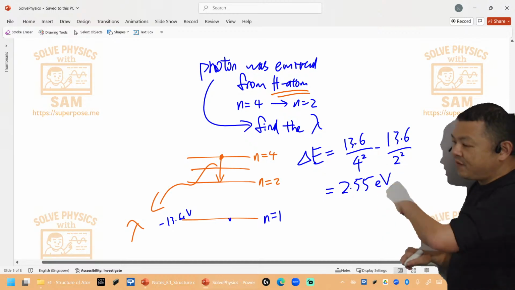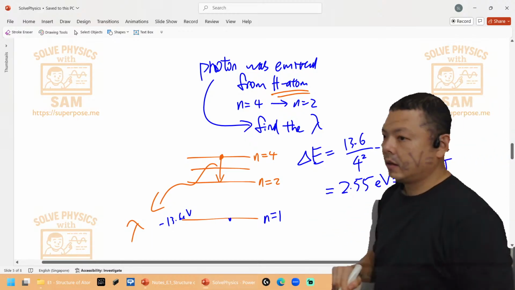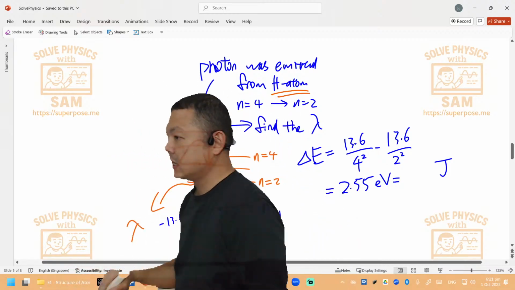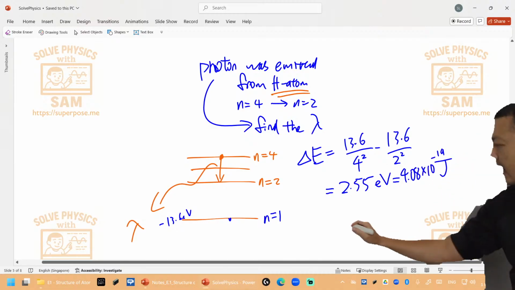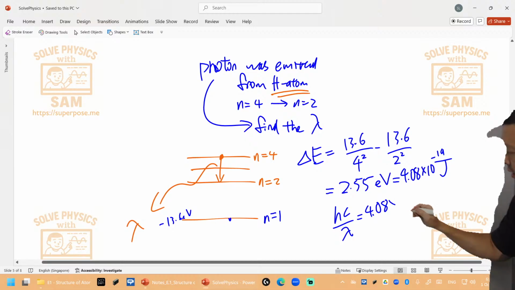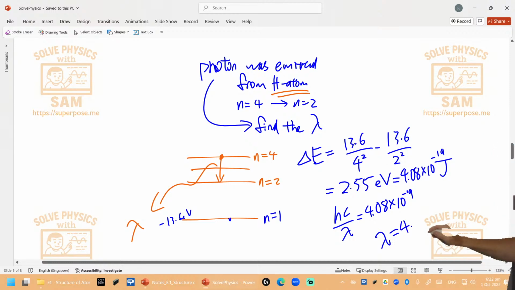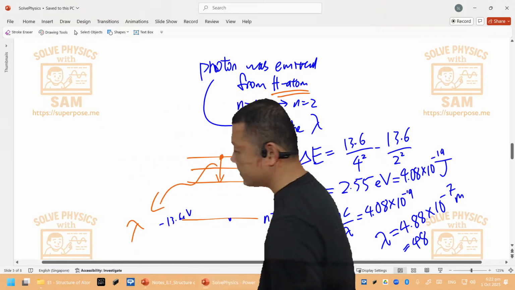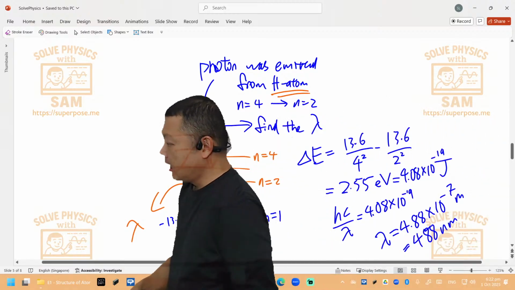So now you need to convert this eV back to joules, right? You need to convert it into joules. You need to do hc over lambda. Times 10 to the power minus 19. And then hc over lambda is equals to that value. So 4.08 times 10 to the power minus 19. And then you use that to find lambda. 4.88 times 10 to the power minus 7 meters. This is 488 nanometers. Right, 488 nanometers.